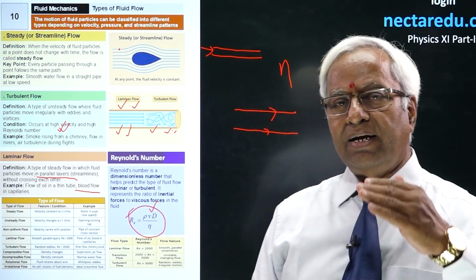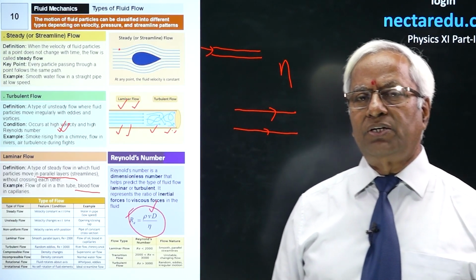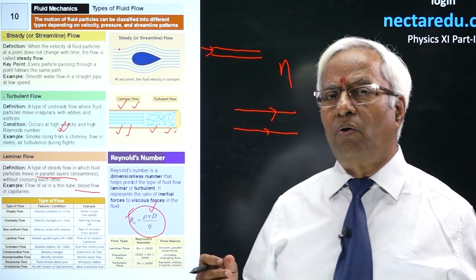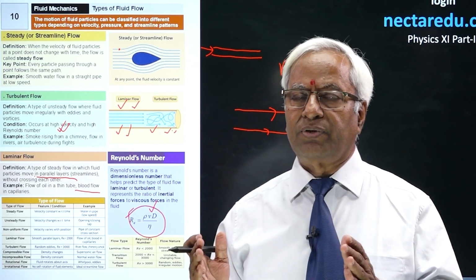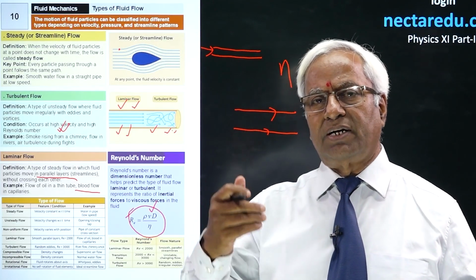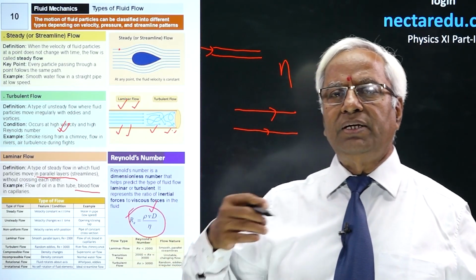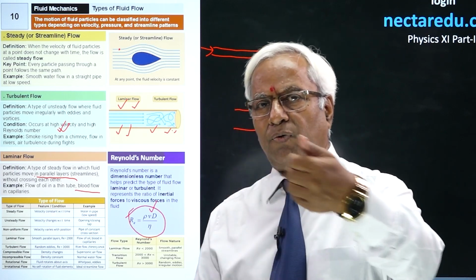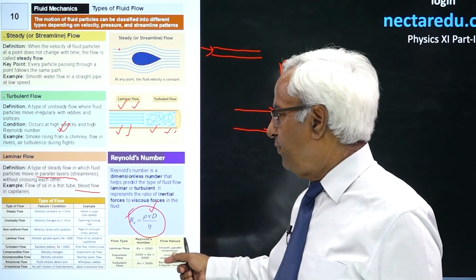If it is less than 2000, it's going to be a streamline flow. If it is greater than 3000, it will certainly be turbulent flow. In between, that is between 2000 and 3000, the flow is neither streamline nor turbulent. This is a transitional phase, meaning it is gradually switching over from streamline to turbulent flow. So this is a very good demarcation for these kinds of flow.